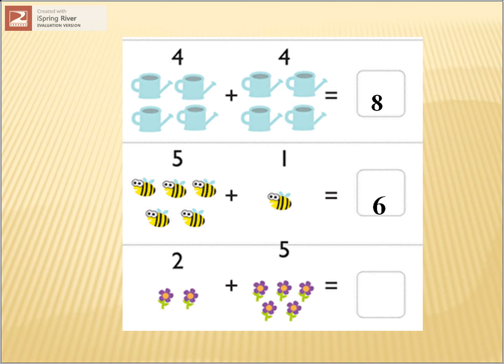Over here in the last place there are 2 flowers. 1, 2. And when we add 5 more flowers, 1, 2, 3, 4, 5. 5 more flowers. We will count it again. 1, 2, 3, 4, 5, 6, 7. We get total 7 flowers.